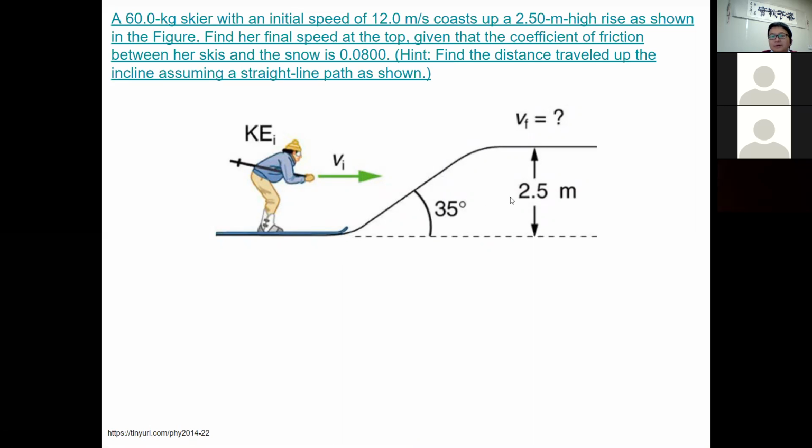Now, given the height 2.5, you should be able to calculate what the slope is. This will be the hypotenuse of the right angle triangle if you put one side over here, one side here. So it's 90 degrees here, 35 on this angle. In this case, there is friction force on the slope, so there is a non-conservative force doing work as she goes up the slope. So set up that the work done by this non-conservative force is equal to the change of the kinetic energy plus the potential energy at the top here.